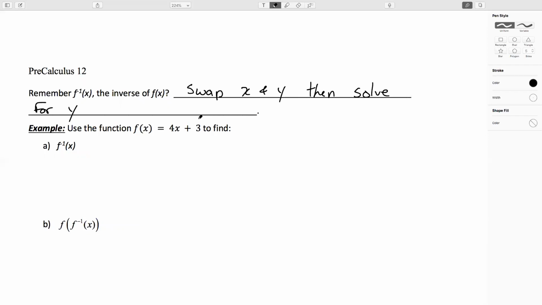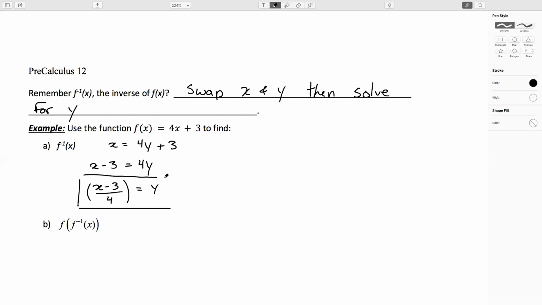So we need to find f inverse. We need to switch x and we need to switch y. So instead of y equals 4x plus 3, we can write this as x equals 4y plus 3. Got to solve for y, so we need to move our 3. X minus 3 equals 4y. And then we need to divide by 4. X minus 3 over 4 equals y. So now we've figured out the inverse, or f inverse of x.